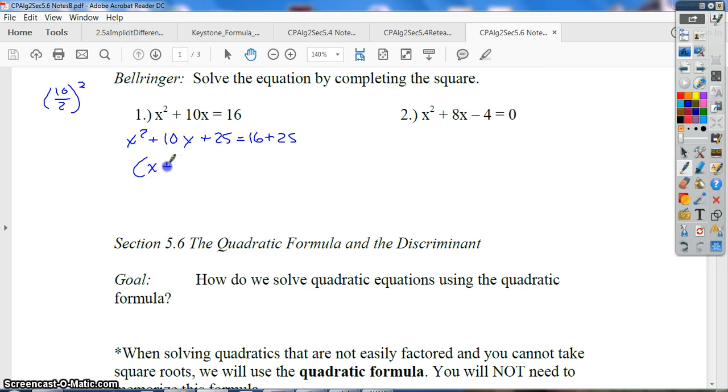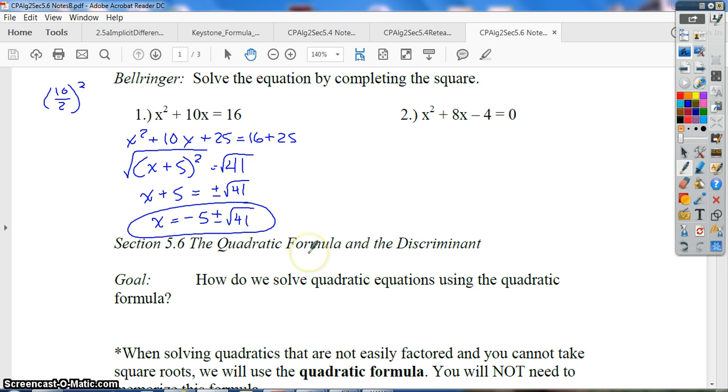So this is x plus 5 squared. This will equal 41, right? You're now going to take the square root. So x plus 5 will equal plus or minus the square root of 41. 41 is a prime number. And I'm going to subtract 5 over. So this will be negative 5 plus or minus the square root of 41.